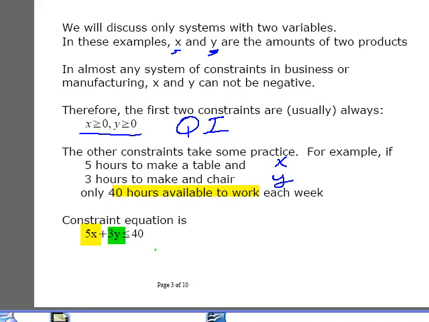So here, you see this is an inequality. See the less than or equal to sign here? And this is how you figure it up. X is the number of tables I make. I multiply by 5. That's the number of hours I spend making tables. Y is the number of chairs I make times 3. That's the number of hours I spend making chairs. And I add all that up, and that has to be less than my constraint on time.